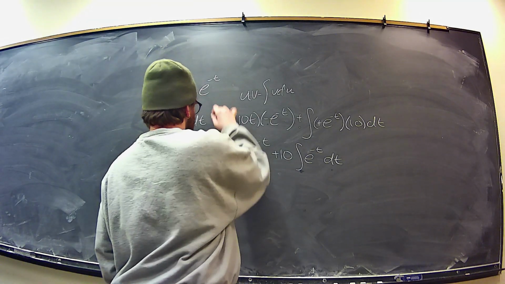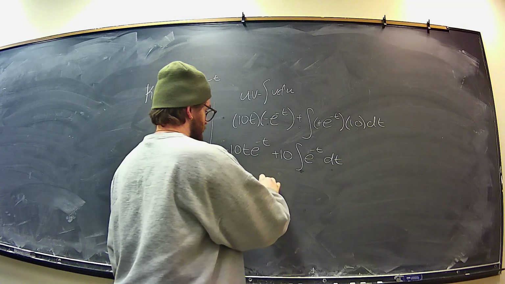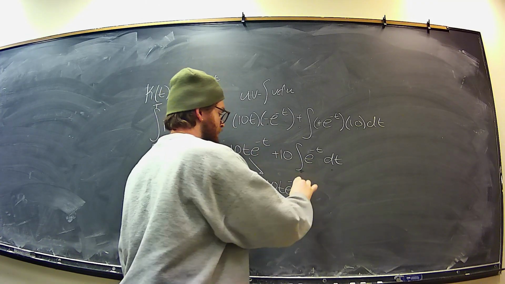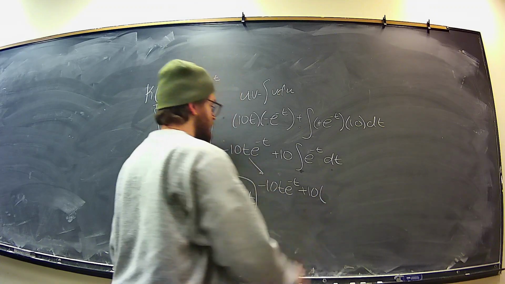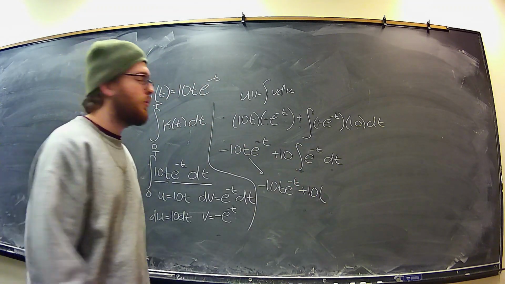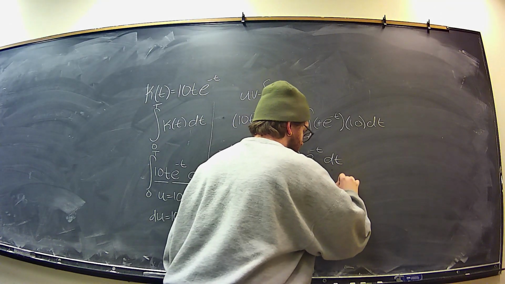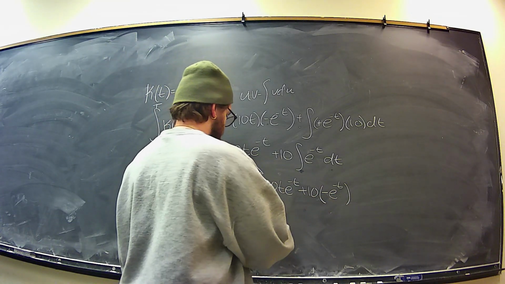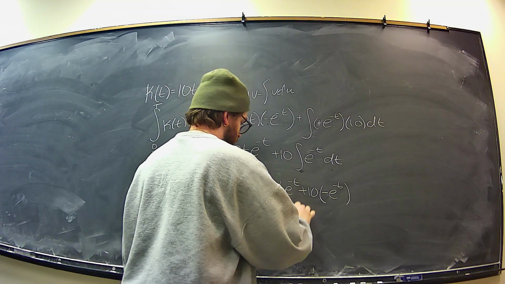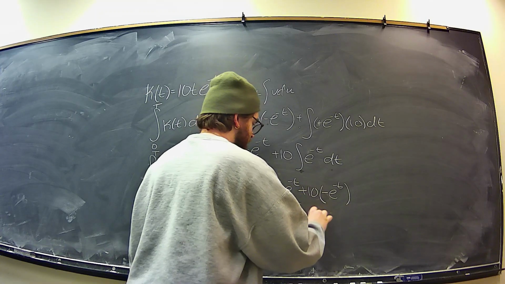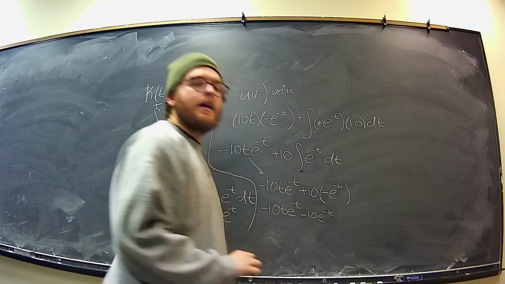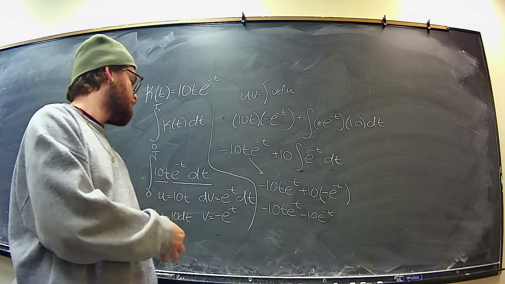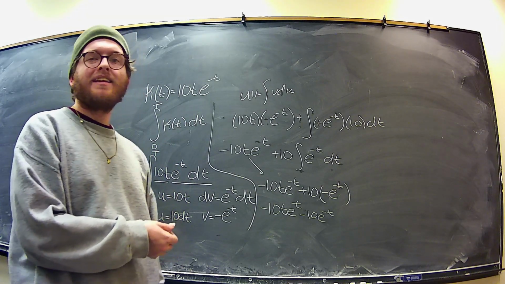Cool. So I'm going to draw a line right here, separate these. That's negative 10t e to the negative t, just copying that down, plus 10 times, and we already saw that the integral of e to the negative t was negative e to the negative t. Cool. And then combine, distribute negative signs: negative 10t e to the negative t minus 10 e to the negative t. And then one thing that I'm going to do before we evaluate it at its bounds is factor out a negative 10 e to the negative t.